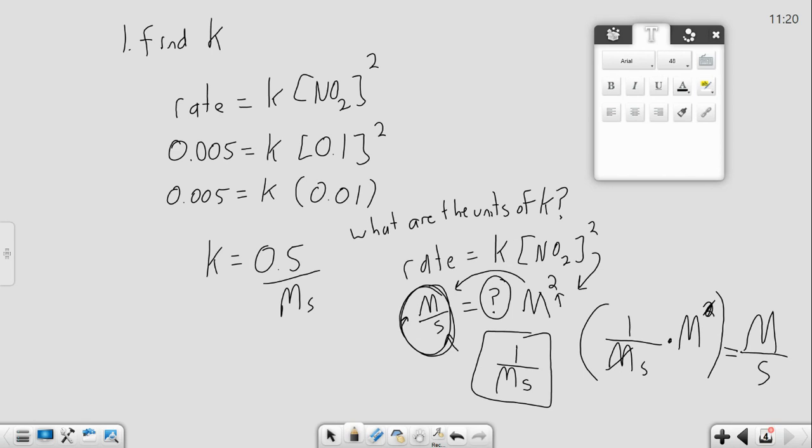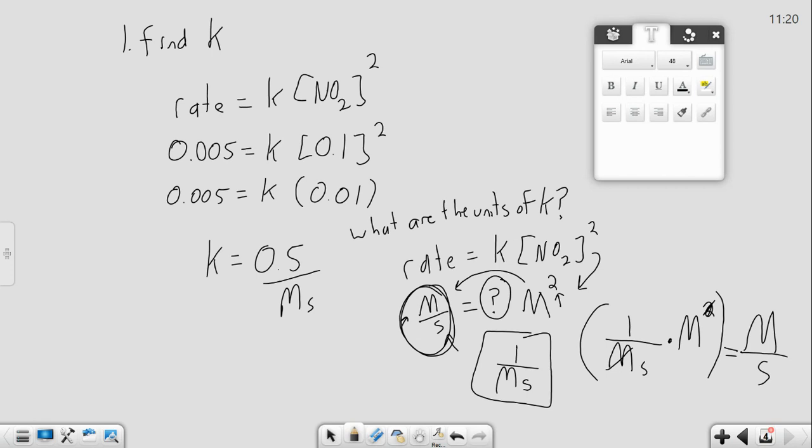It's how much your concentration changes each second. Your rate constant is 1 over molarity times seconds. Doesn't actually make much sense. That's pretty common for rate constants. It's hard to actually wrap your head around what it actually means. Basically, the units are only there to make sure the equation works.